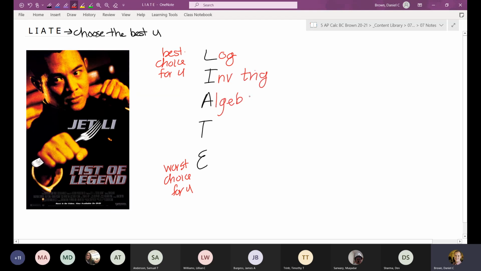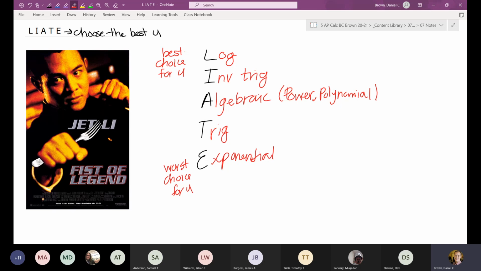The A stands for algebraic. And by algebraic, that's going to be any sort of power function or polynomial. Basically x raised to a number. T is of course going to stand for trig, and E going to stand for exponential. Trig and exponential are kind of equally gross. Typically I'm going to choose trig before exponential because at least with trig, when you take the derivative, it's going to be a different type of trig. Whereas exponential, if you go from u to du, you just have another exponential. So it doesn't really change for you, which is why it becomes a little bit more complicated.